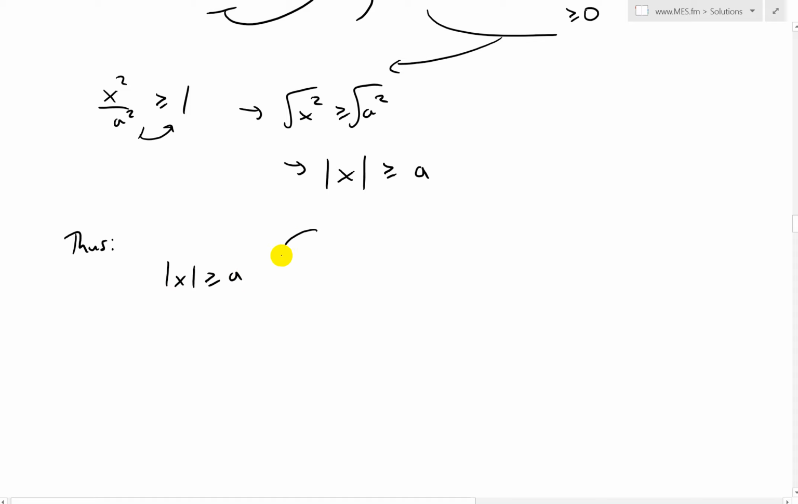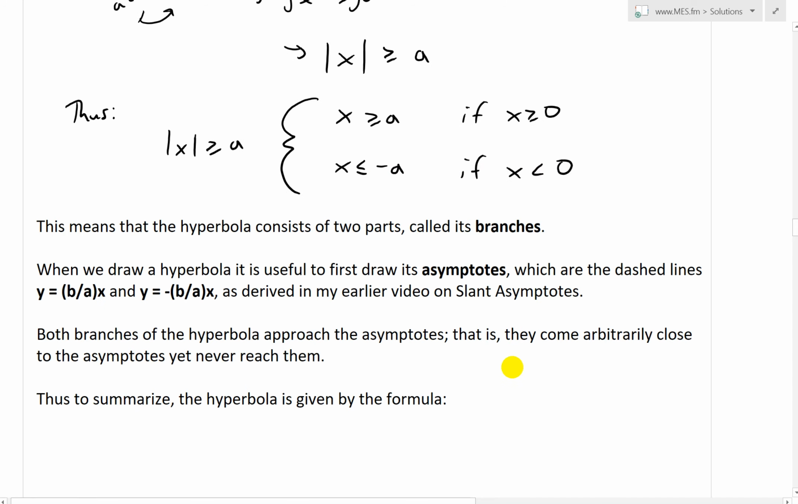This just means that x is going to be greater than or equal to a if x is greater than or equal to 0. But if it's negative, then x is less than or equal to negative a if x is less than 0, for the negative side. Now this means that the hyperbola consists of two parts called its branches, one going left and the other going right.